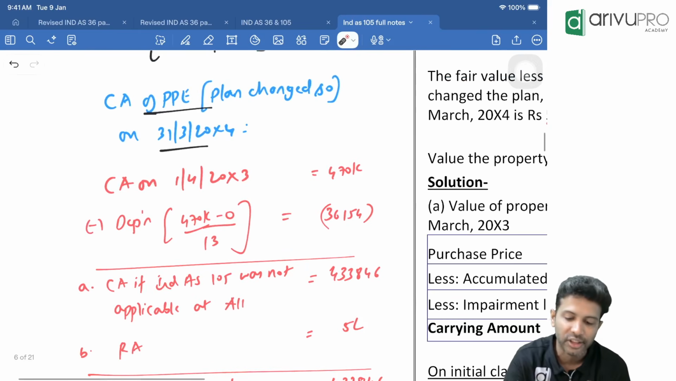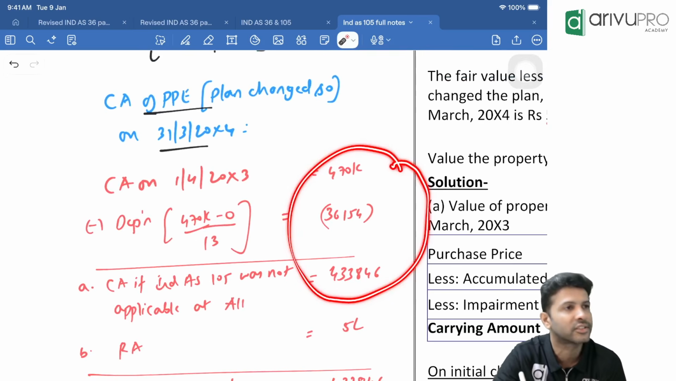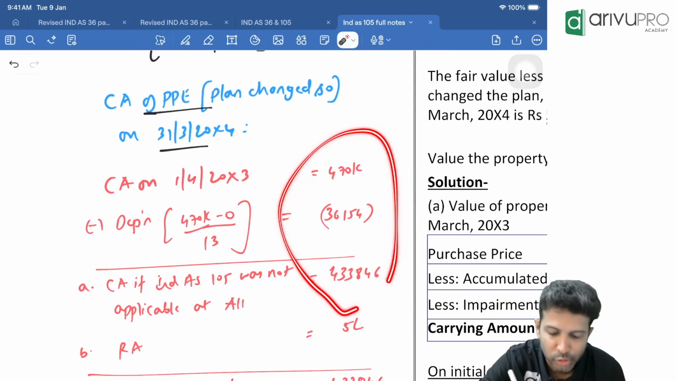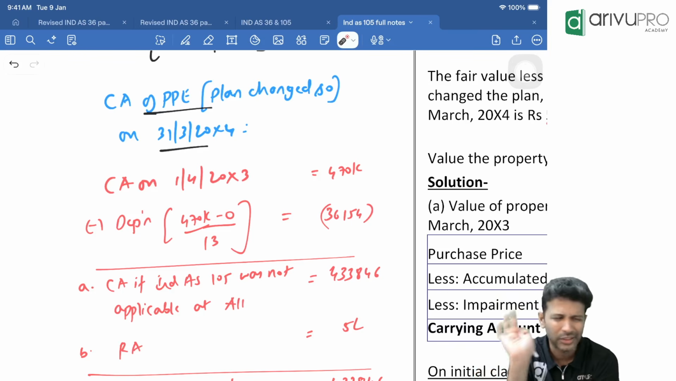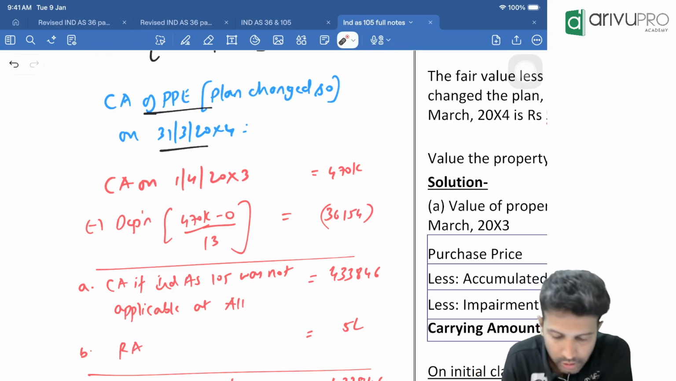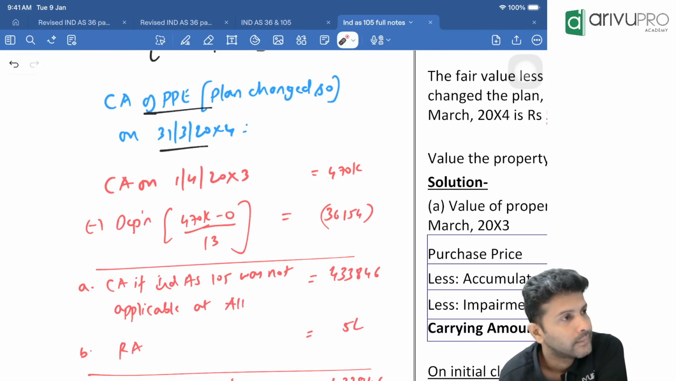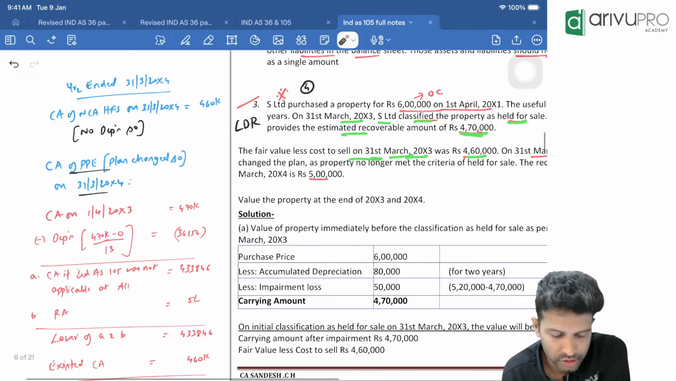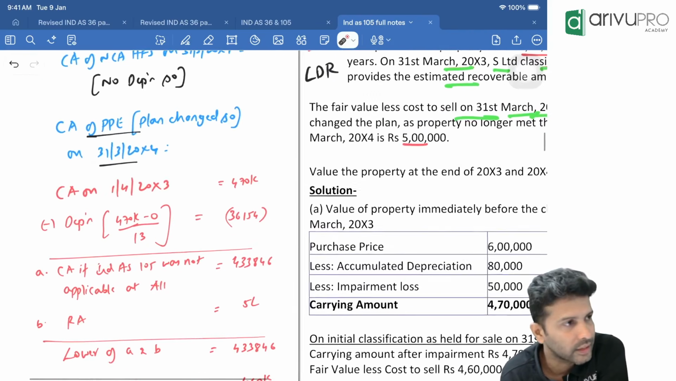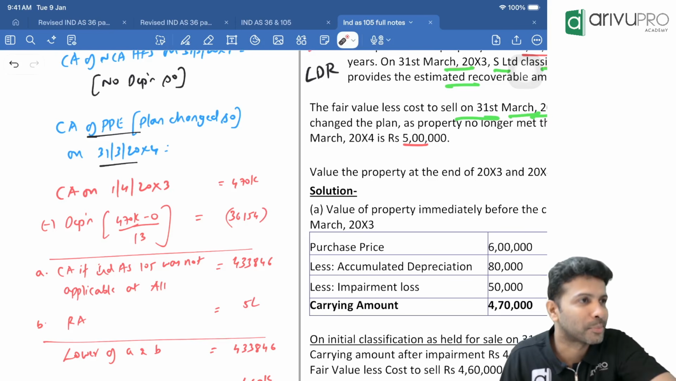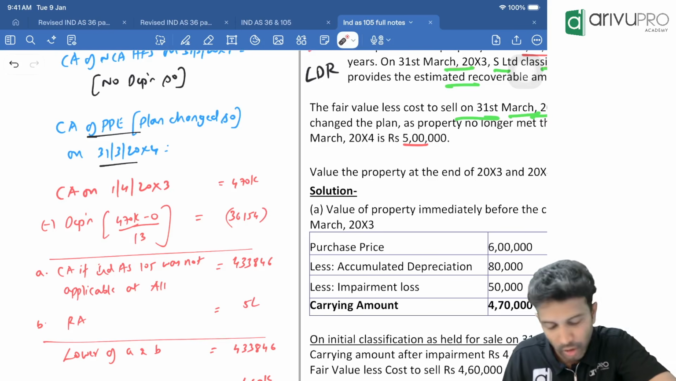Any doubt in this number, people? This is the only calculation which is important. If at all you lose marks, it's because you did some mistake here. Otherwise, everything is straightforward. Once more, got it? Everybody, just give me a quick response, people. If you have got it, let's move forward. Or I think you guys are copying. It's probably difficult for you to comment. Okay, saying got it. Fine.